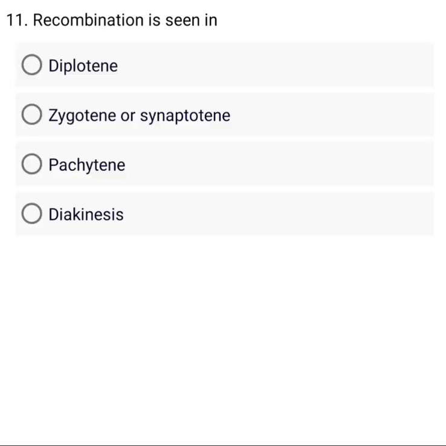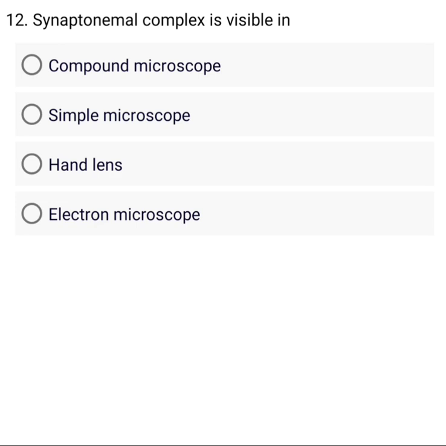Right. Recombination is seen in A. Diplotene. B. Zygotene or synaptotene. C. Pachytene. Right. Synaptonemal complex is visible in A. Compound microscope. B. Simple microscope. C. Hand lens. D. Electron microscope. Right.